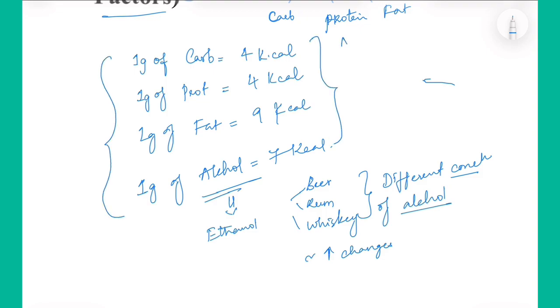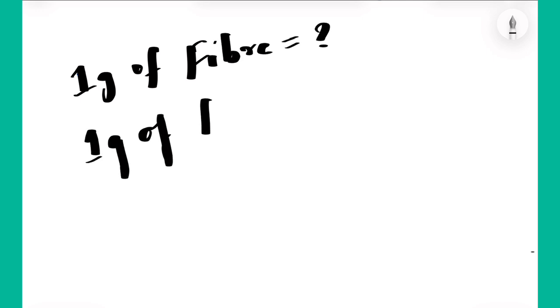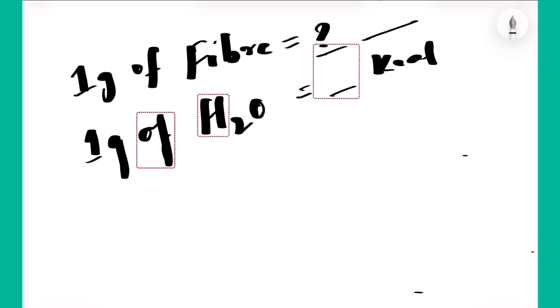Okay, star mark. Now you have two more things. 1 gram of fiber is equal to how many kcal? And 1 gram of water is how many kcal? To know this, just continue with the calculations part and understand how many kcal fiber gives and how many calories water gives. So now let us go into the calculations part. We'll solve two problems basically.